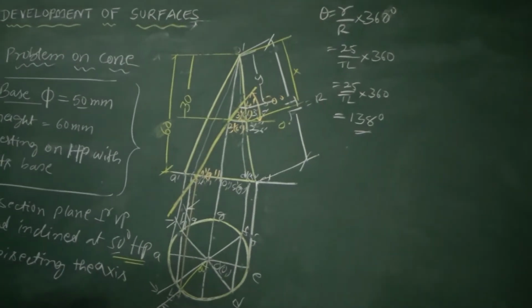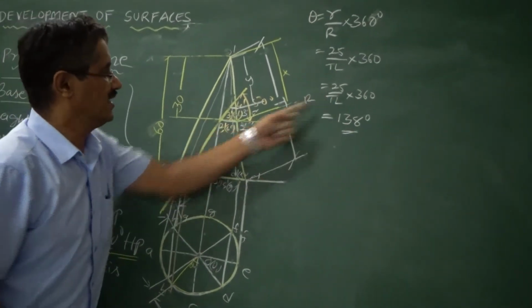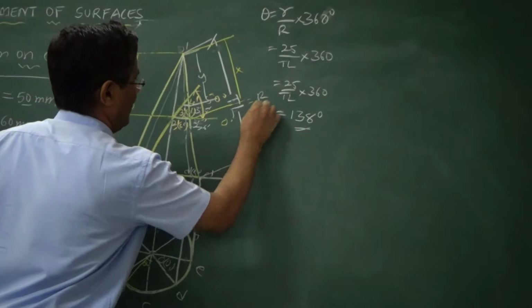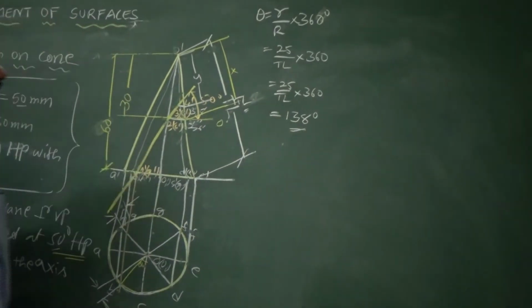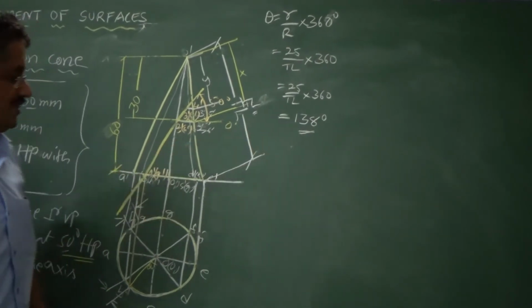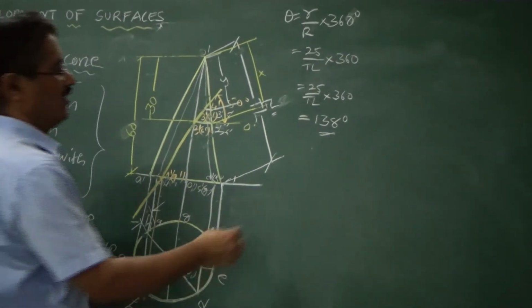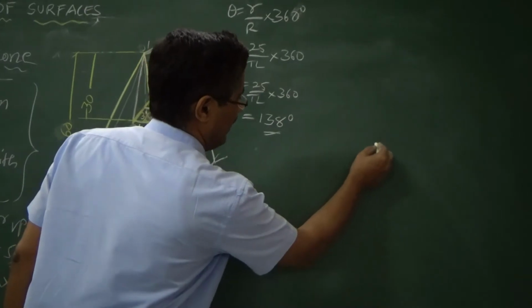So just I am giving you that the radius is TL. So this is your TL. R is equal to TL. So this TL you will take and calculate. So you will be getting 138 degree. So now let me start development part.